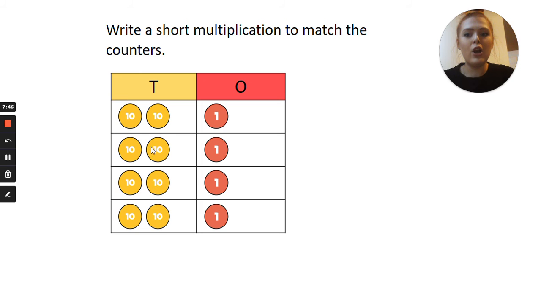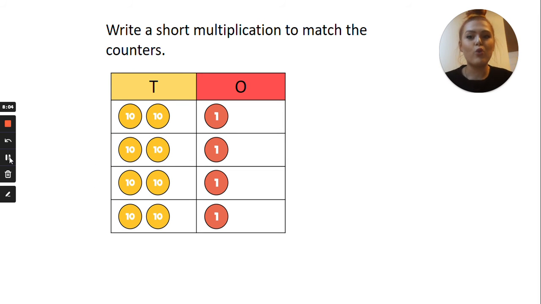And then how many lots of that number do I have? How many rows do I have going across? That will tell you what you are timesing your number by. So pause this video and write your short multiplication for this picture.